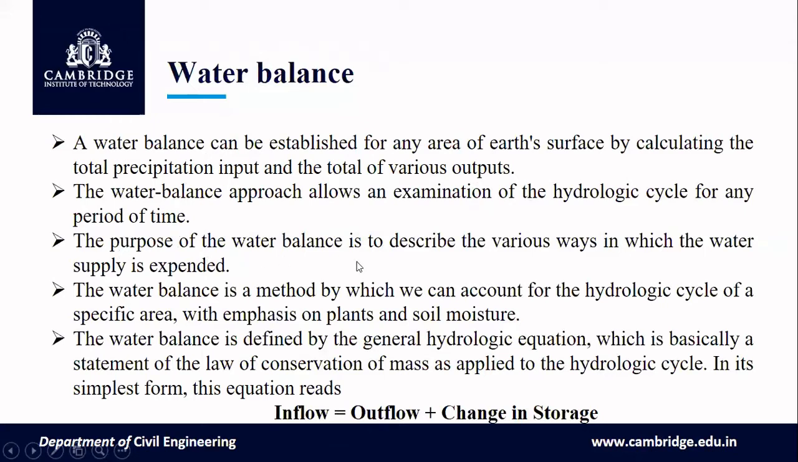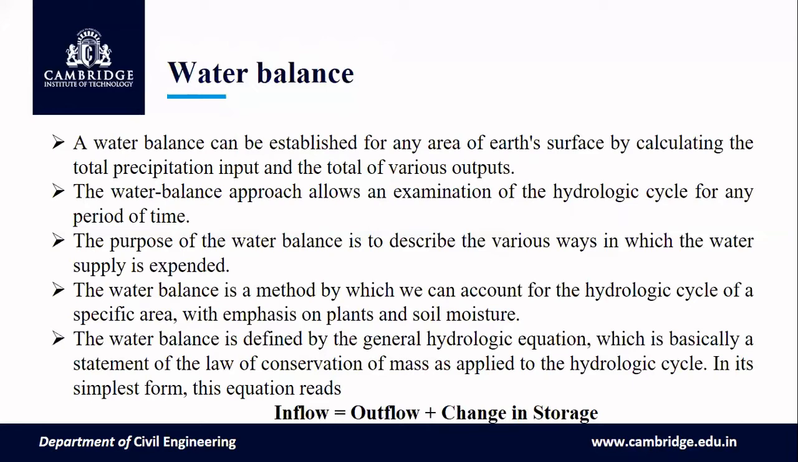The purpose of the water balance is to describe the various ways in which the water supply is expended. The water balance is a method by which we can account for the hydrologic cycle of a specific area, with emphasis on plants and soil moisture. The water balance is defined by the general hydrological equation, which is basically a statement of the law of conservation of mass as applied to the hydrological cycle. In simplest form, for any catchment, inflow equals outflow plus change in storage.